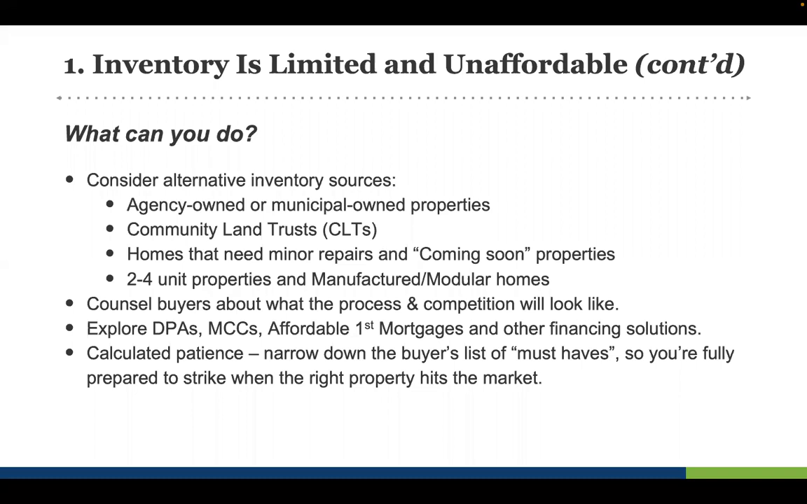Are you working with agents who are listing and selling properties in affordable price bands? Check in with them, partner up with them, see what kind of coming soon inventory they're anticipating. And then, of course, I already mentioned 2 to 4 unit properties in manufactured or modular homes.